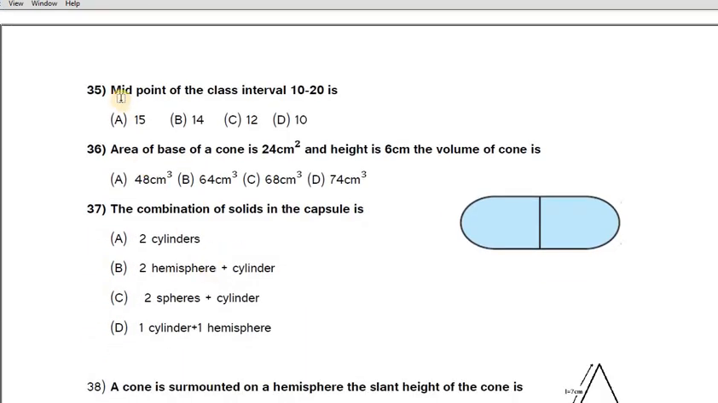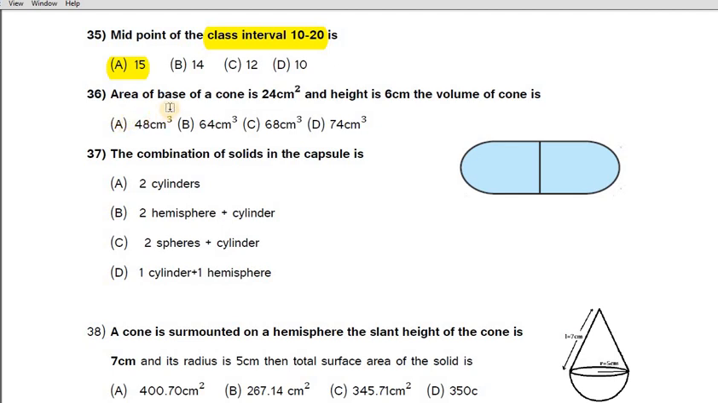Question number 35. The midpoint of the class interval 10 to 20. Children, they are asking midpoint. Midpoint is nothing but class mark. Don't confuse it with the class size. Class size means upper limit minus lower limit. Class mark or midpoint means upper limit plus lower limit by 2. So here add these two. 10 plus 20 is 30. 30 divided by 2, we get 15. So option A is right.